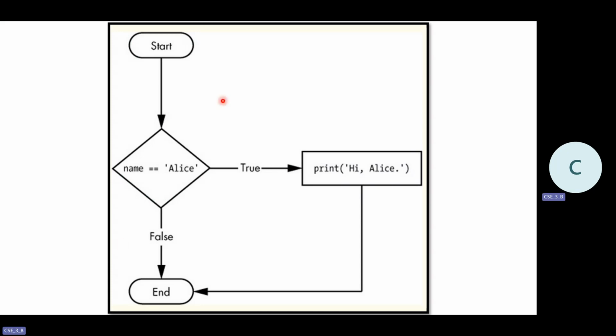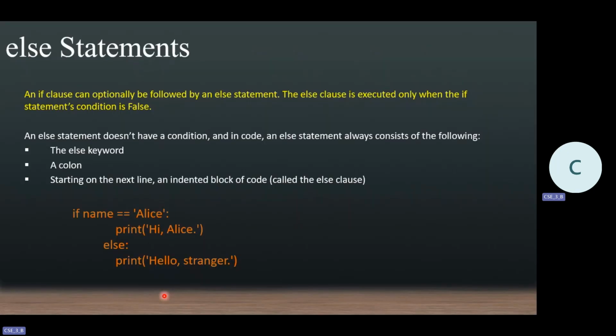So let us understand through a flow chart. We can see here the start, and then we represent the if condition, that is if name is double equal to Alice. If it is true, then we print the name as Alice. Otherwise, if it is false, we have reached the end of the if block.